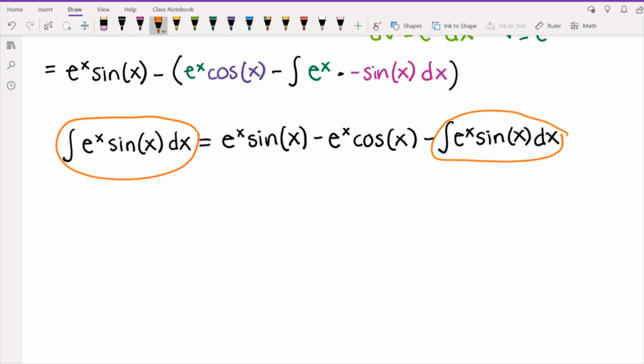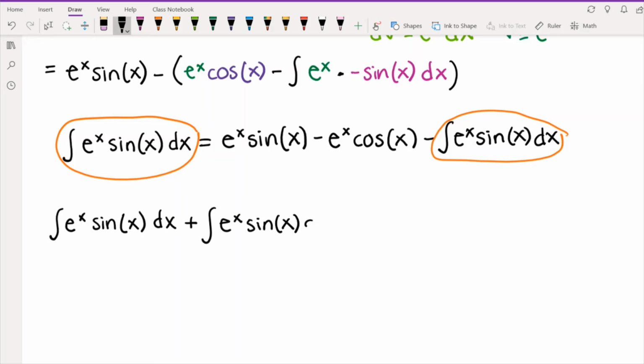And so why are we allowed to do that? Well, we have an equation, right? We know that the antiderivative of e to the x times sine of x dx is equal to everything else. And once you have an equation, you're always allowed to do the same thing to both sides of the equation. And so what we're going to do is add that second integral from the right side. We're now going to add it to the left side. Or, we're adding it to both sides, but we're essentially moving it to the left side.